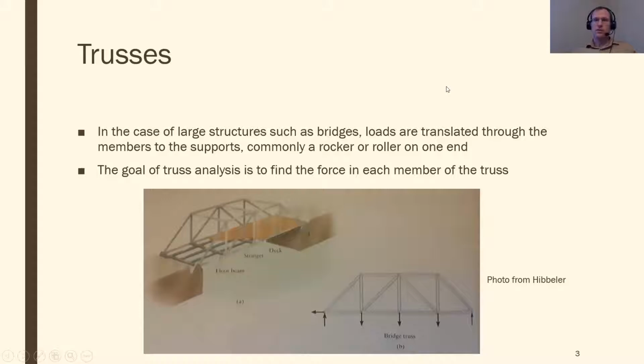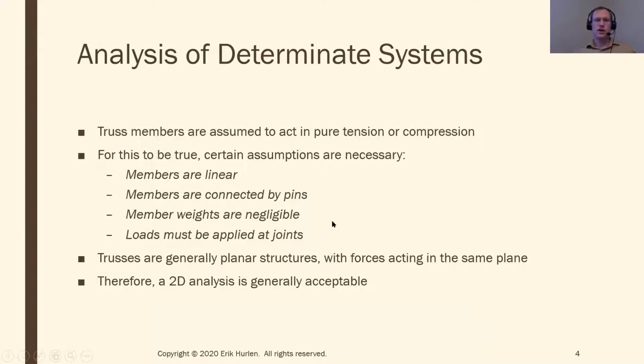If I had a load that was applied in the middle of a member, like the member weight, it would actually slightly bend the member, depending on how much force that is. And if my member is bent, it's no longer linear, and so I can no longer have a purely tensile or compressive force in it. Basically, these four little assumptions all lead up to this one big assumption that all my forces go in the same direction as the members.